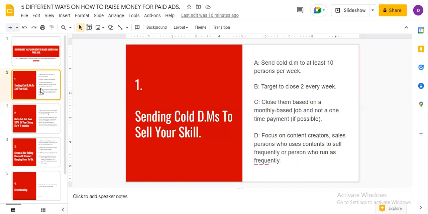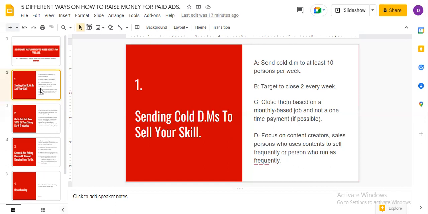So learn copywriting skill. When you learn copywriting skill, sending cold DMs will not be an issue. Now, when you've learned copywriting skill and you send them the cold DM, the first is just like email. The title of the cold DM should make them open the message. It's just like sending cold emails to companies where the title of the email should make them open the message, because your message is not the only message they are going to see that day. So this is why copywriting skill is very, very important.